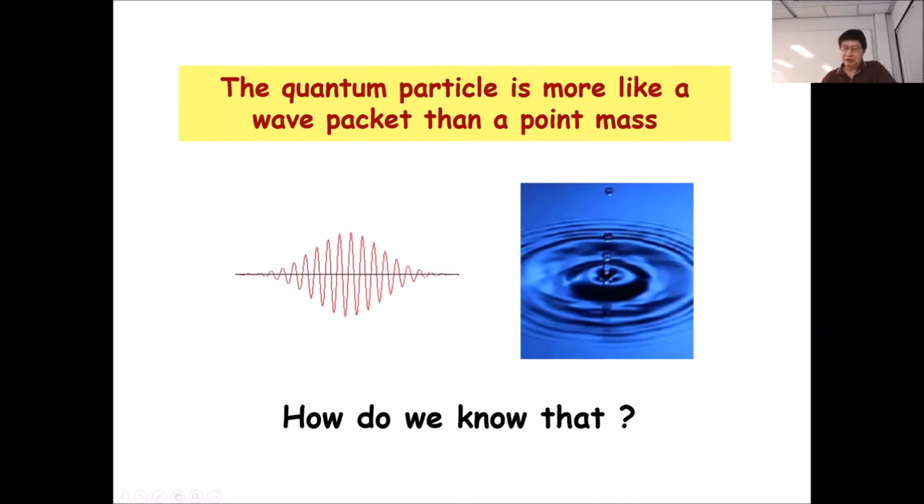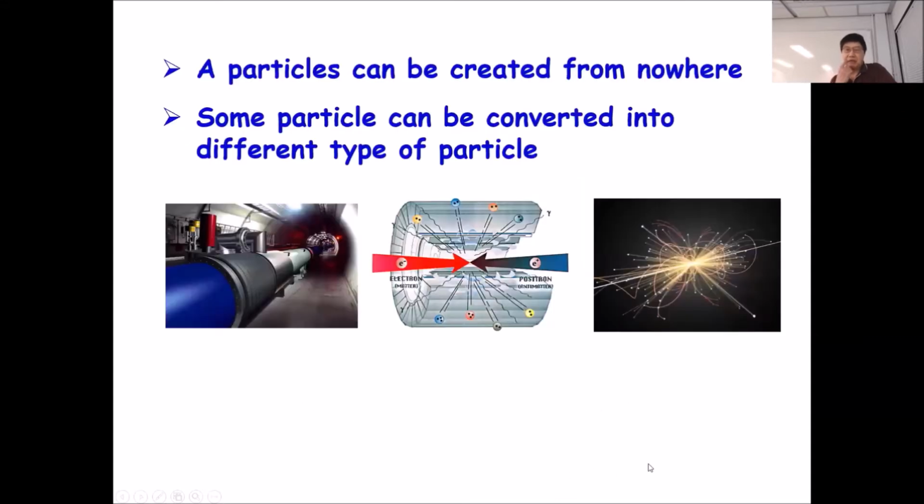And how do we know that? How do we know that in the quantum world, the particle behaves like a wave? Well, let's look at some of the experimental results. We know in the last 70 years, there have been many so-called particle colliders built. They accelerate particles to very high speed, let them collide, and then look at the bits that come out from these collisions. So what they found is the following.